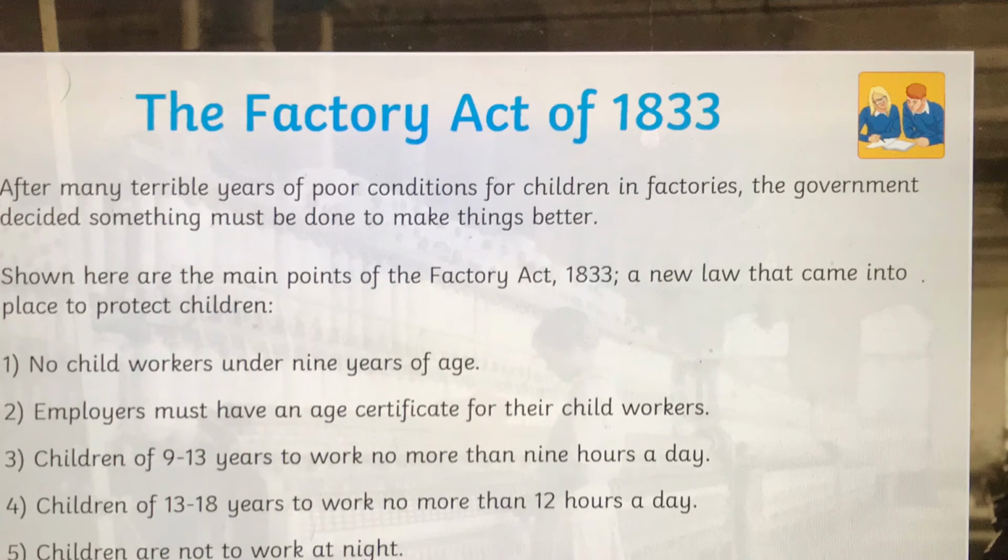There comes the Factory Act of 1833. These were rules that factories must follow in order to protect the children. We're going to go through some of these, and I'm going to talk about why or how these laws were very hard to enforce. Okay?